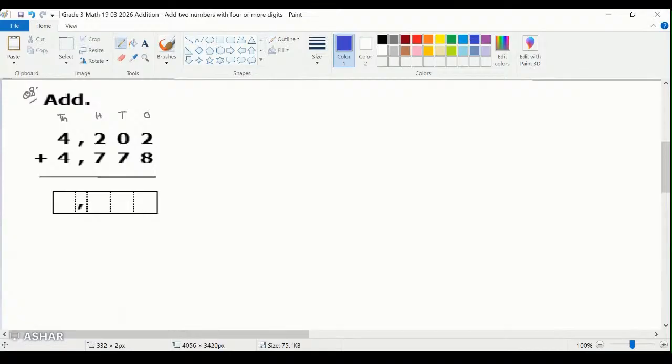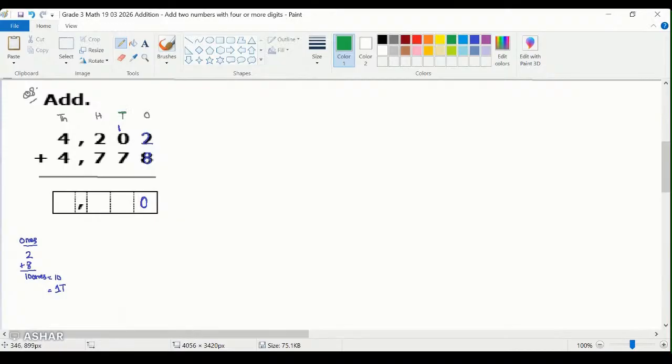2 plus 8. How many ones do we have? 2 plus 8. That means we have 10 ones. 10 ones equals 10. That means 1 tens we have. So we write a 0 here and we carry the 1.